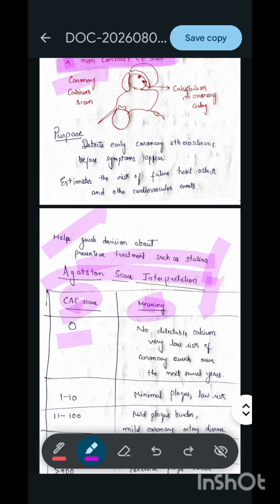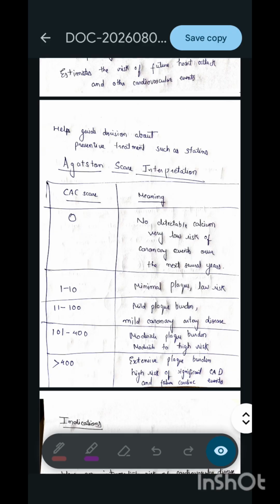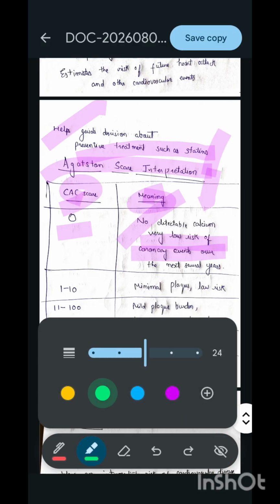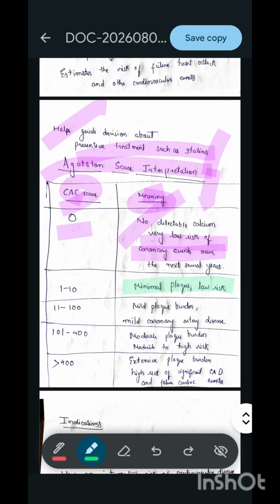If it is zero, of course, no detectable calcium, there is very low risk of coronary event over the next several years. Okay, if it is between 1 to 10, of course, minimal plaque, right? There is a minimal plaque, low risk. If it is 11 to 100, mild plaque burden, mild coronary artery disease.